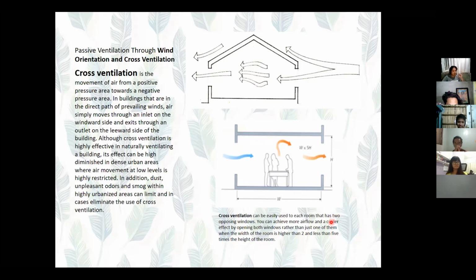Tanungin ko kayo, ano ba usually yung naging ceiling height niyo kung ginawa niyo na yung activity niyo? I haven't checked it yet. Just a few people who have advanced submit. Ilan inyong ceiling height?